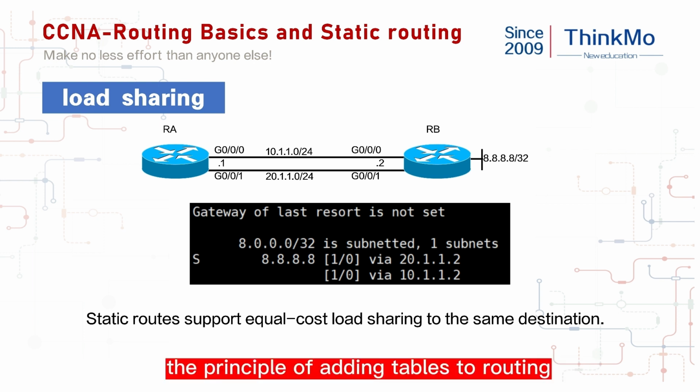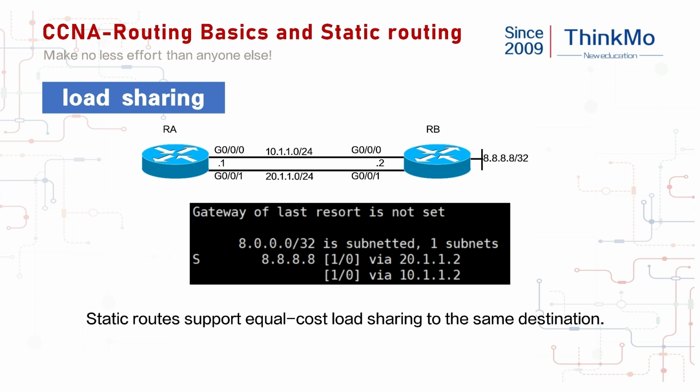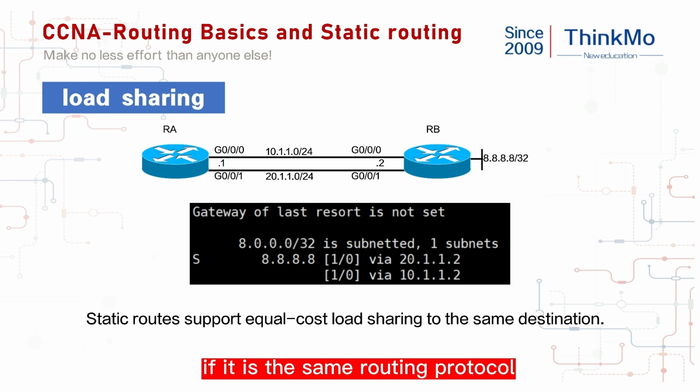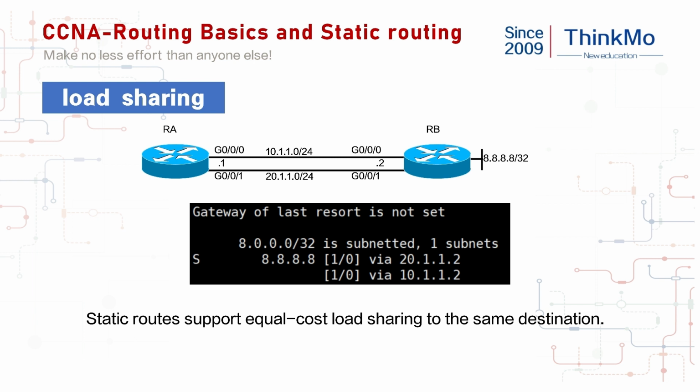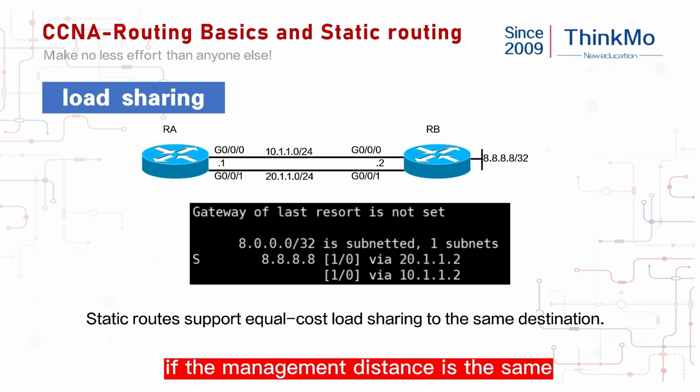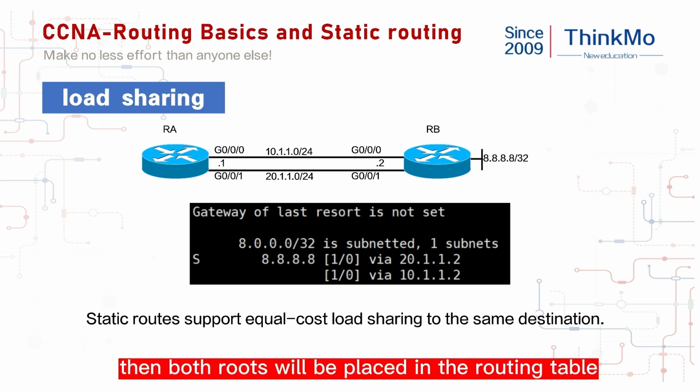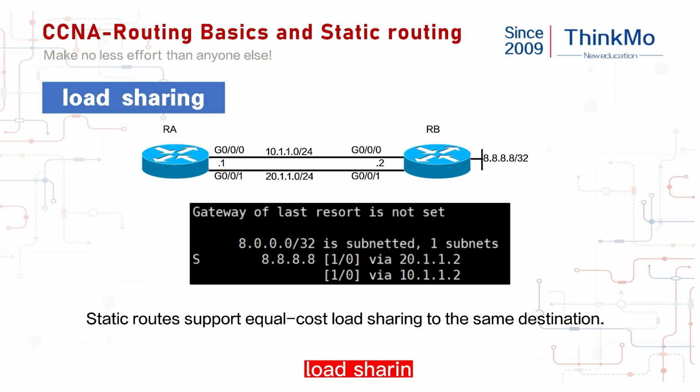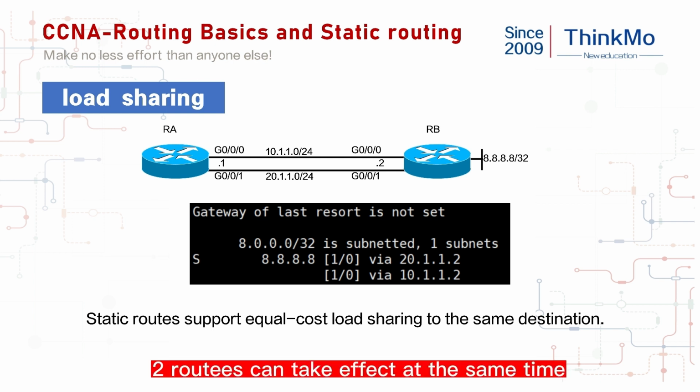We talked about the principle of adding entries to the routing table. If it is the same routing protocol, we will compare the value of cost. But static routing is different. If the administrative distance is the same, and the routing metrics are the same too, then both routes will be placed in the routing table. This is what it looks like in the picture now. Load sharing: when data is forwarded, 2 routes can take effect at the same time.